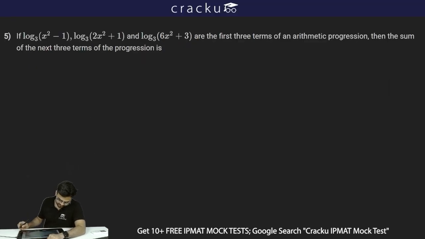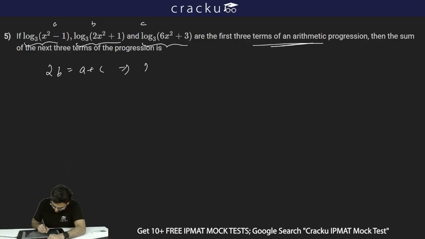Next question is saying: if log base 3 of x square minus 1, log base 3 of 2x square plus 1, and log base 3 of 6x square plus 3 are the first 3 terms of an arithmetic progression, then the sum of the next 3 terms is. So these are 3 terms of an arithmetic progression. So this is my A, B, and C. I can say 2b is equal to A plus C.